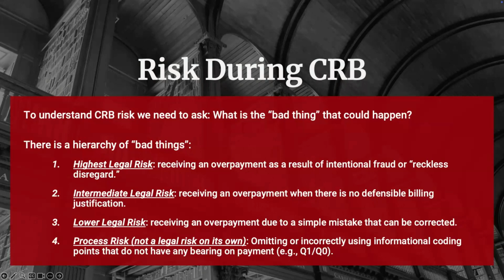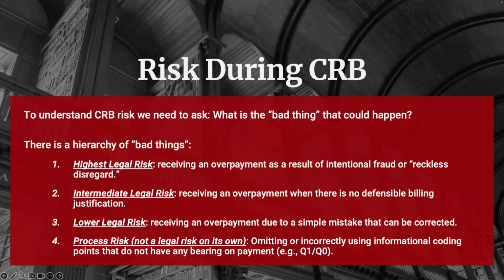The intermediary legal risk, like receiving an overpayment where there's no defensible billing justification, is something more than just a simple mistake. This is where it's happening a lot. There's a systemic failure, and you could have tried, but you didn't try. Getting that overpayment, even if you turn the money back, receiving that overpayment has liability and exposure.